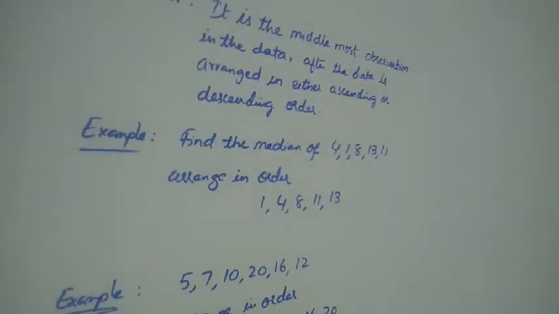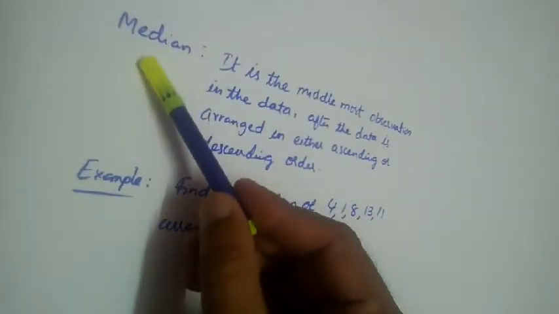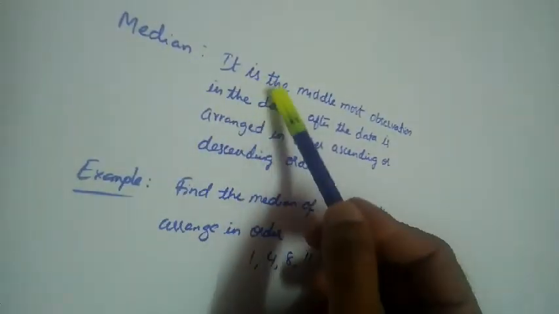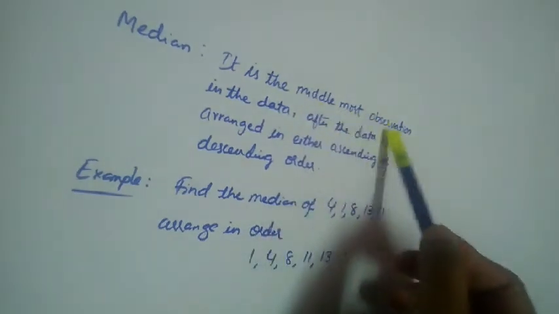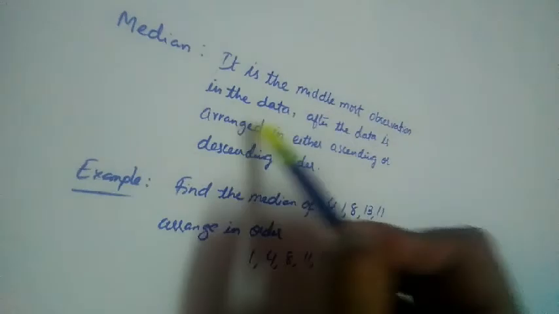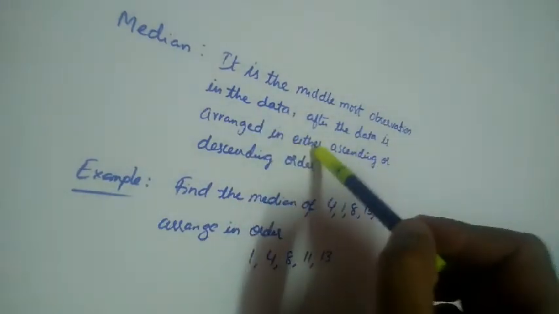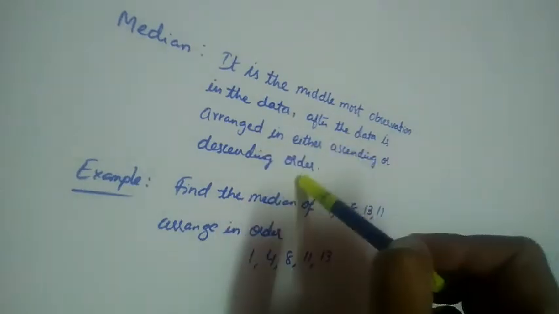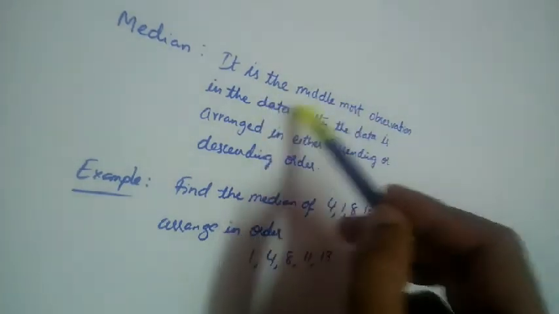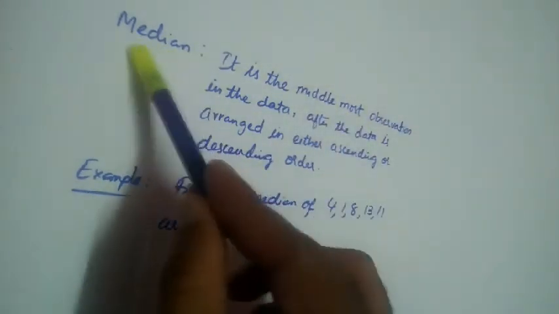Hello students, in this video we will learn about median. First the definition. It is the middlemost observation in the data after the data is arranged in either ascending or descending order. First we need to arrange the given data in either ascending or descending order and then find the middle value, the middle observation. The middle observation will be the median.